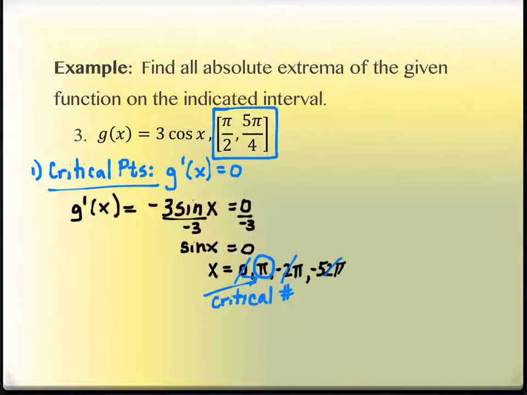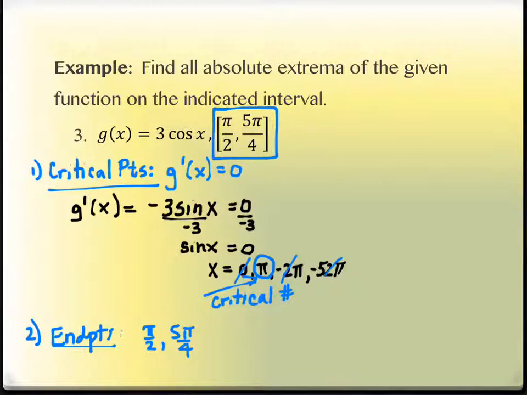What's the other thing that I have to test? There's one other thing on that page, the page before this one, and it was the slide before this one as well. Endpoints. Okay, what are my endpoints here? It's not a trick question, I promise. Yeah, it's just the interval, the pi over 2 and the 5 pi over 4.